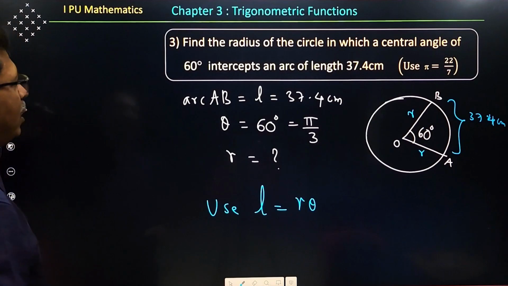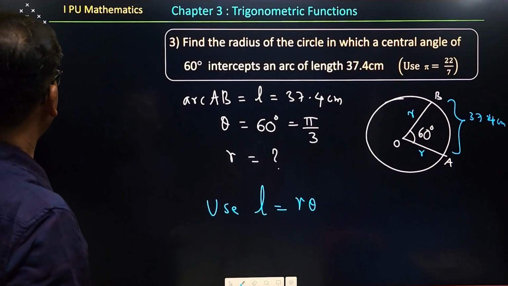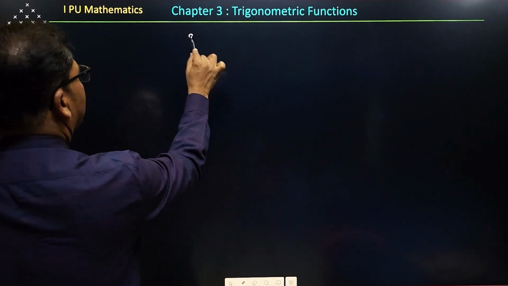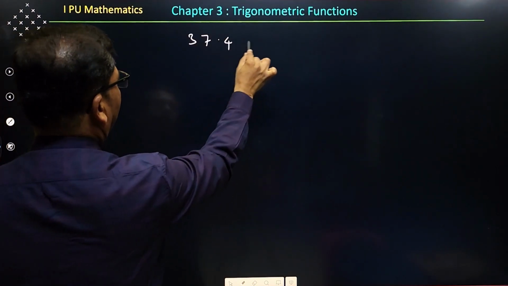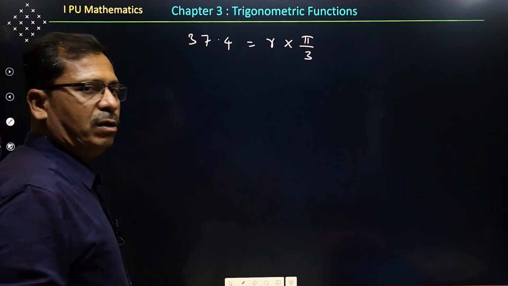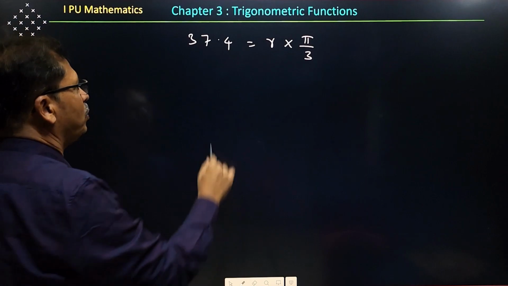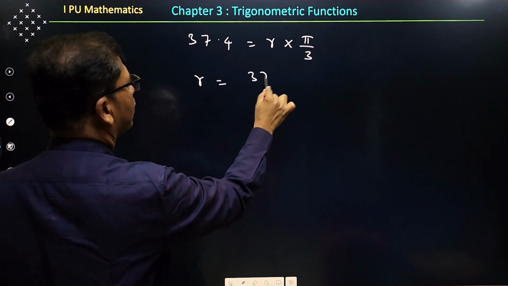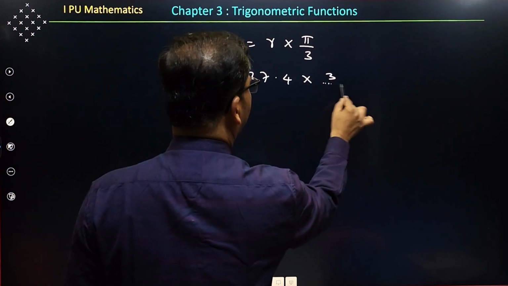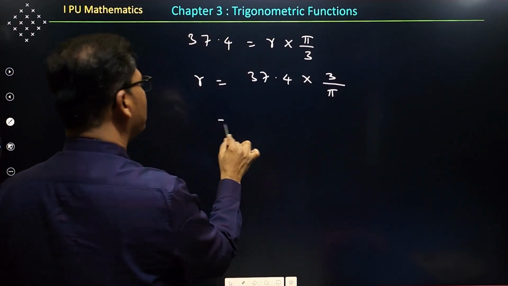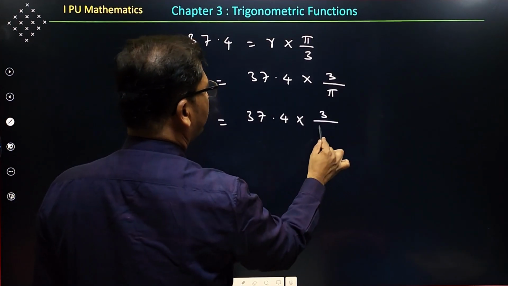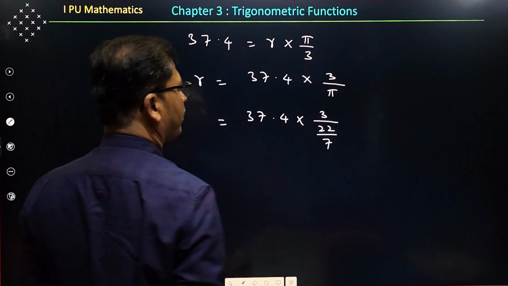Now L is equal to r theta. Let us substitute the values here. Length is 37.4, r we don't know, theta is nothing but pi divided by 3. Let us simplify this. r is equal to 37.4 into 3 divided by pi. Let us substitute the value of pi: 37.4 into 3 divided by 22 by 7.